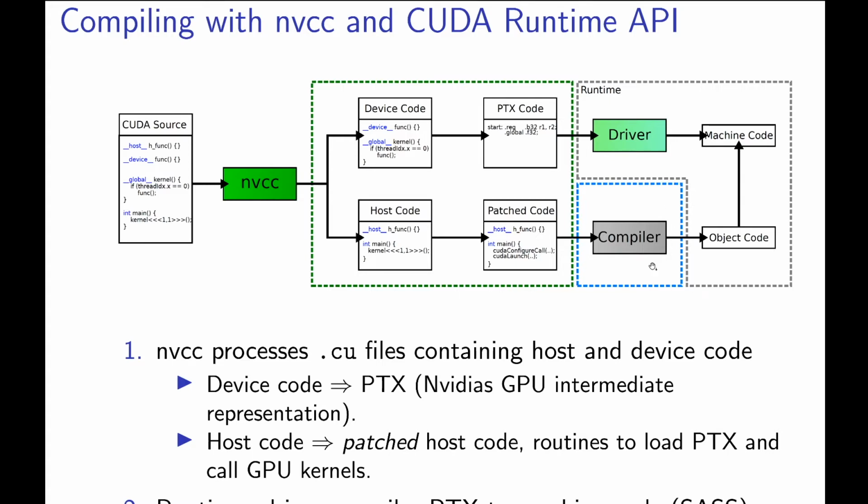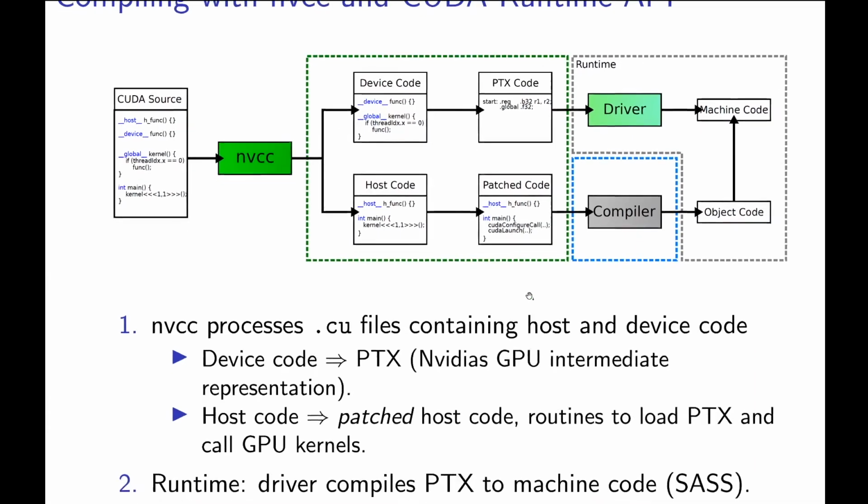The patched host code, as I already said, is compiled by your host compiler. This is the blue box where we're still in compiled mode. Then we end up with some object code, which is basically just a CPU program, and that CPU program can directly call the machine code using those C API functions here.